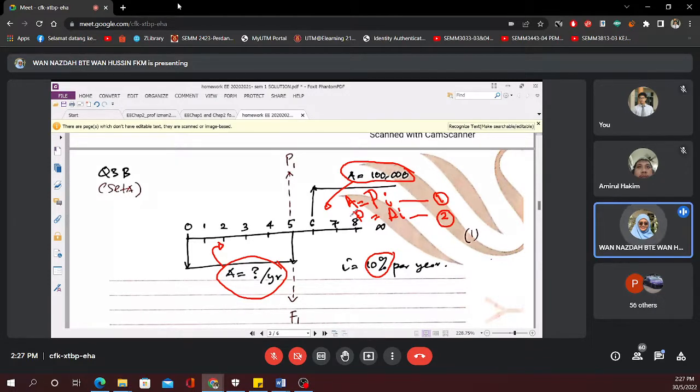The correct one is number 1. So you need to determine P. So your P is P1 here. Okay, P1 equals to A over I. So what is the value for P1?